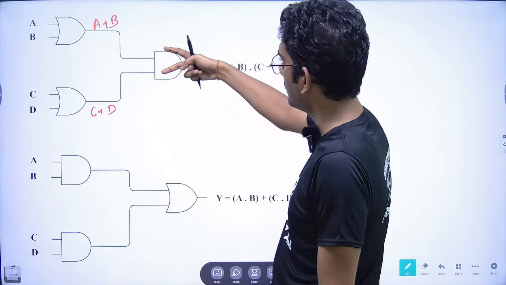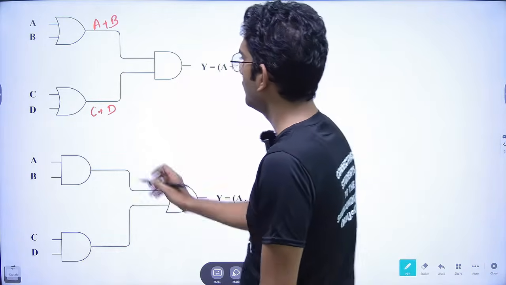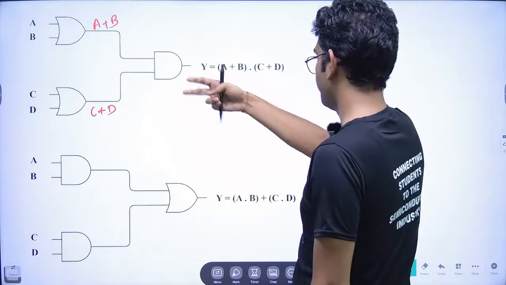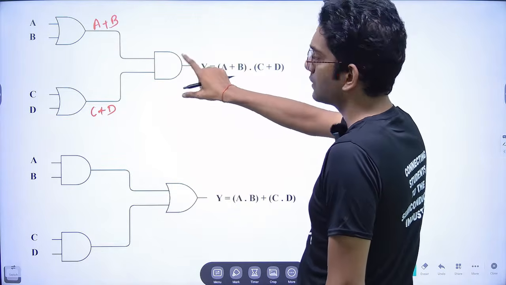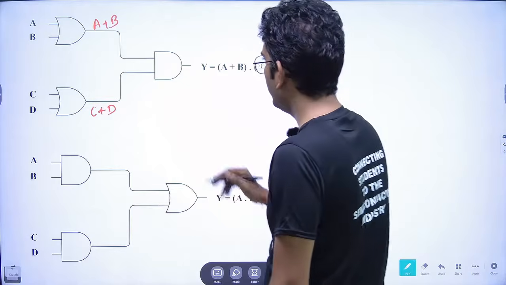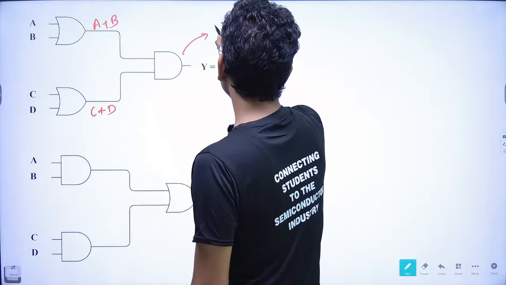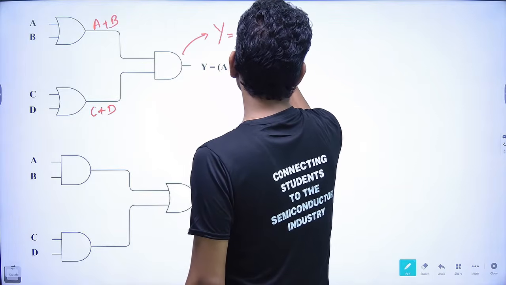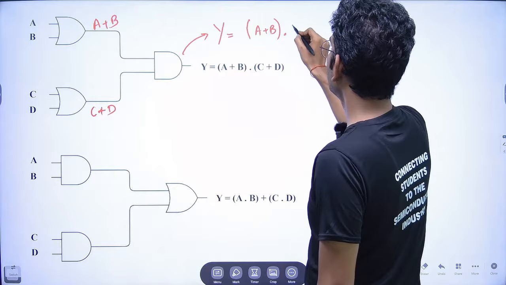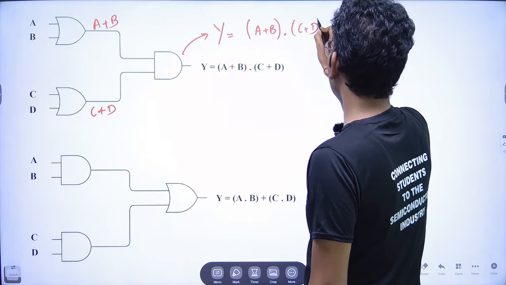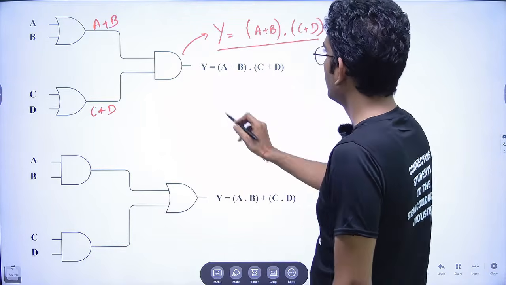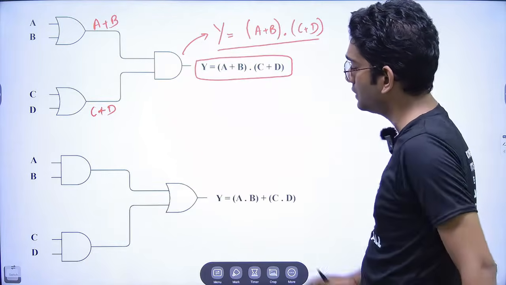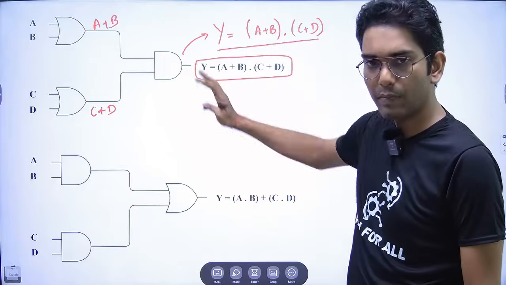Now these two outputs are passed through an AND gate. Now what is the basic functionality of the AND gate? It will take the inputs and provide the output as per the logic functionality of the AND gate, right? So what expression would we get here? Y is equal to (A plus B) dot operator (C plus D). Fine. So this would be the output of this particular circuit.